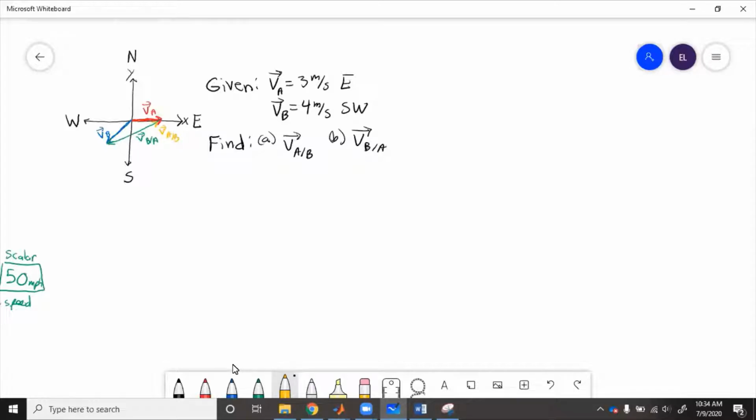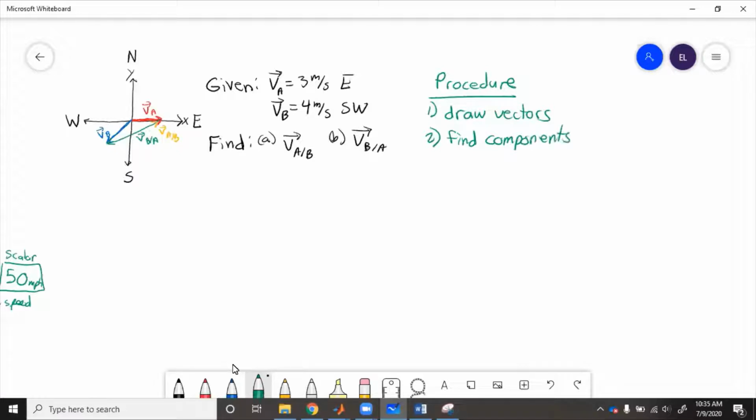So let's see, procedure. Step 1, draw the vectors. Step 2 is find components. We need to break the velocities into components so we can actually write them as vectors with i hat, j hat. And then step 3 is relative velocity formula. You just subtract the velocities.